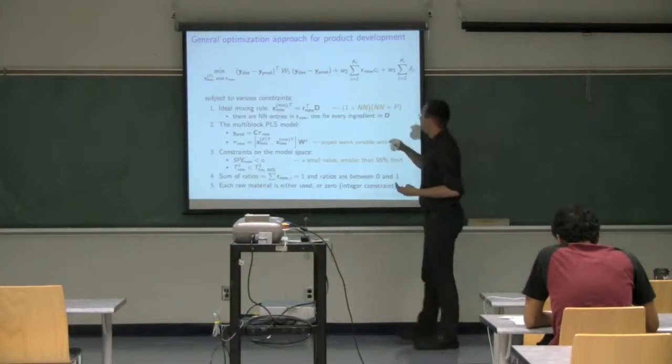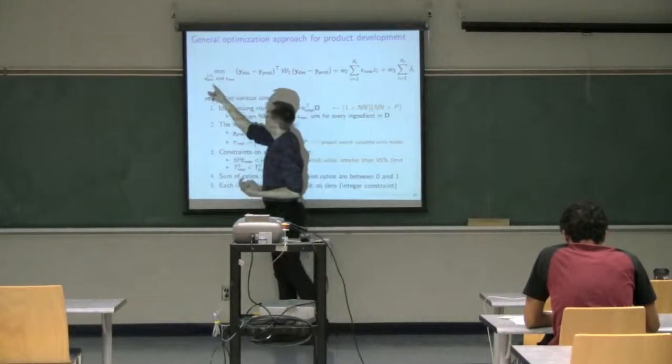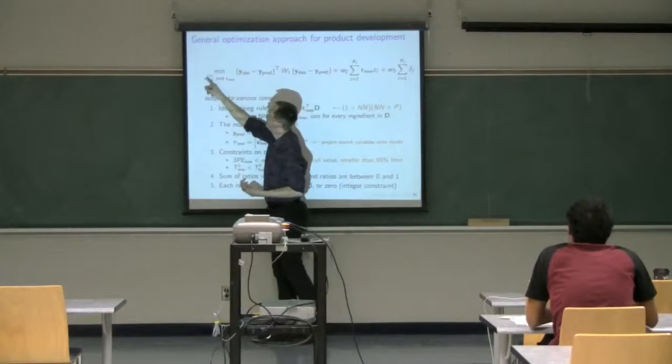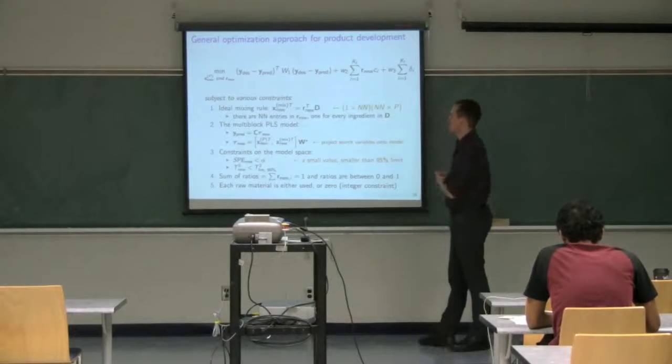And then notice that your objective function isn't really a function of your search variables. It is a function of R, but in no way do we use X from the process settings in my objective function. So that has to come in somehow. It comes in through the constraints.